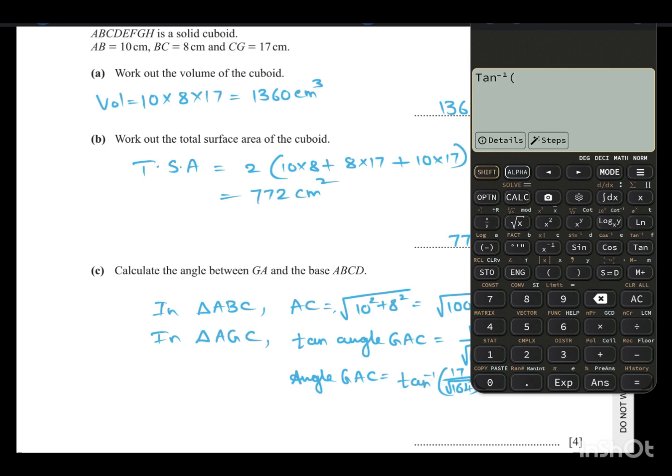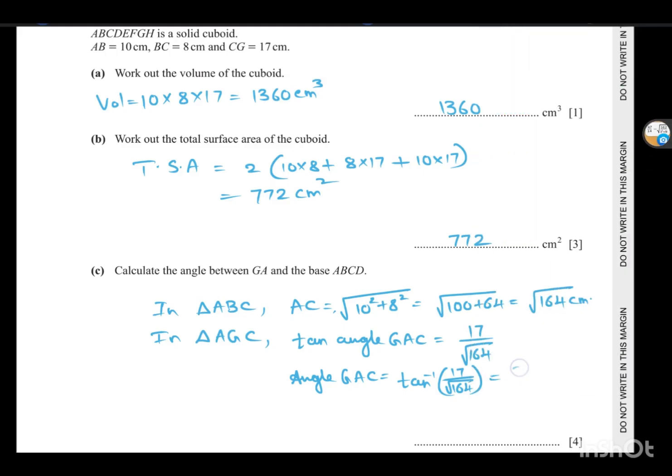Tan inverse 17 by root 164 is equal to 53.008 degrees. So this is the required angle. 53.008, or you can just write 53 also.